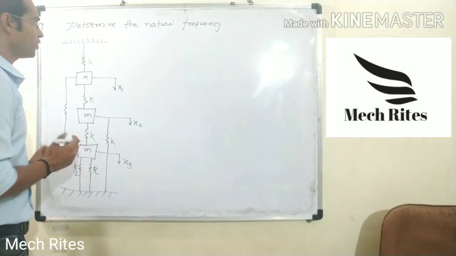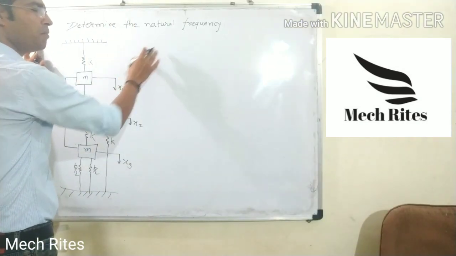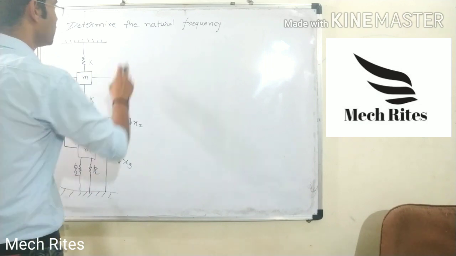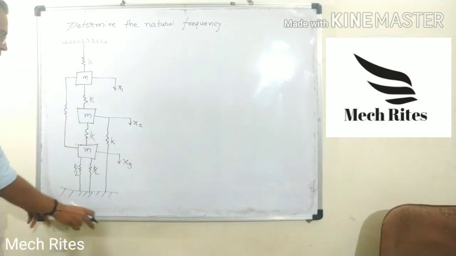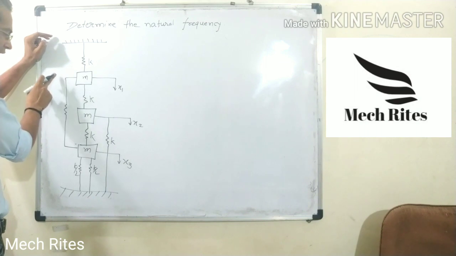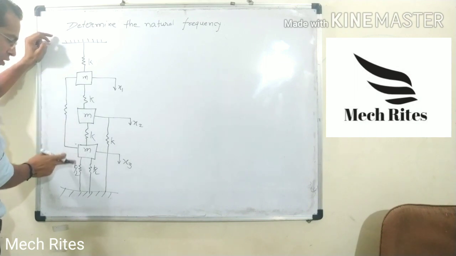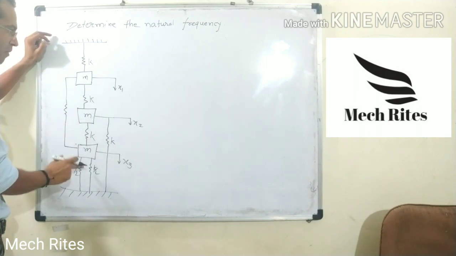So yes, we have one question. It's a multi-degree freedom system question. Determine the natural frequency of this figure. Here are basically three masses, M1, M2 and M3. All three are the same, M, M, M.